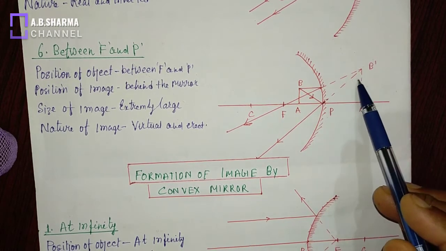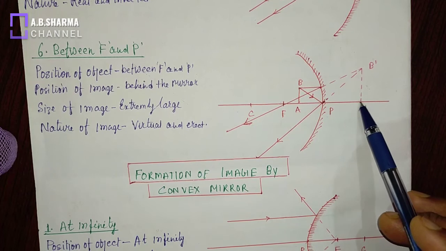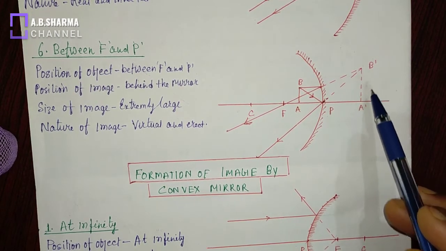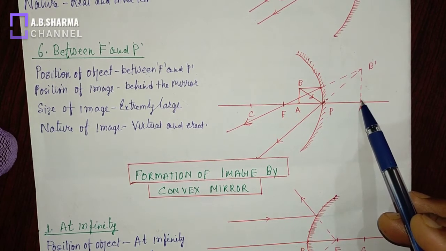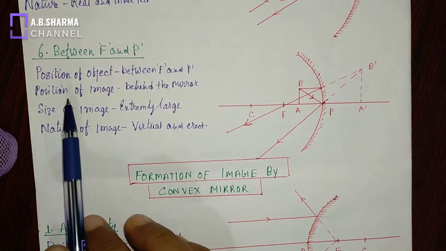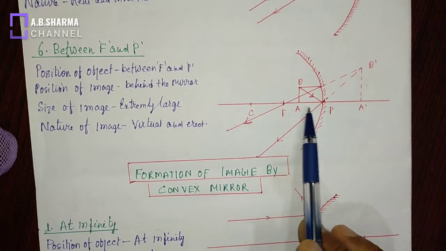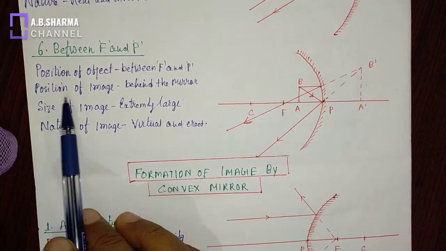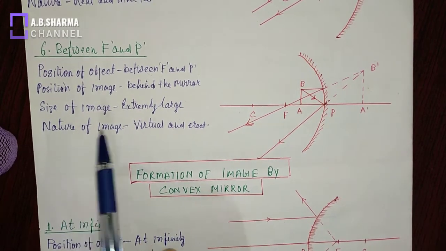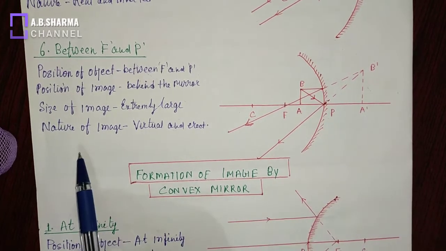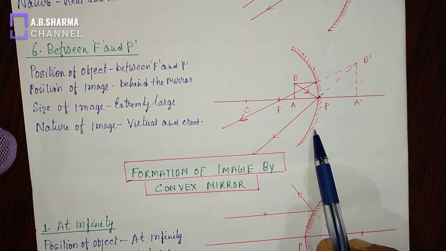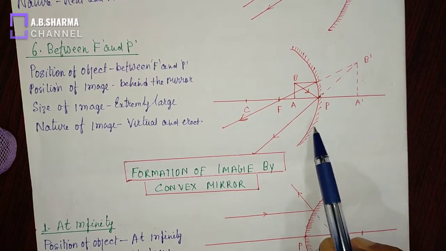So the image will be virtual, and also we are seeing that the image is upward from the principal axis, above the principal axis. So this is the case of virtual and erect image. So when the position of the object is between focus and pole of the mirror, position of image will be behind the mirror, as you are seeing in the ray diagram. Size of image, it is extremely large, and nature of image, it is virtual and erect. This is a very special case of concave mirror.